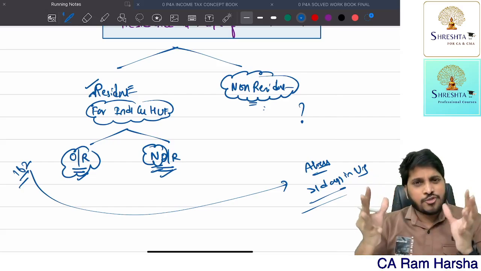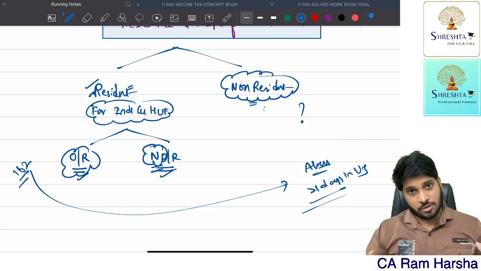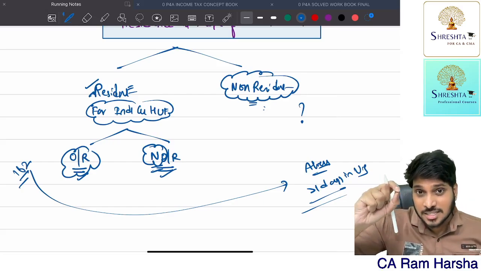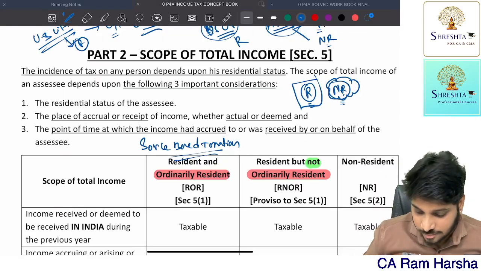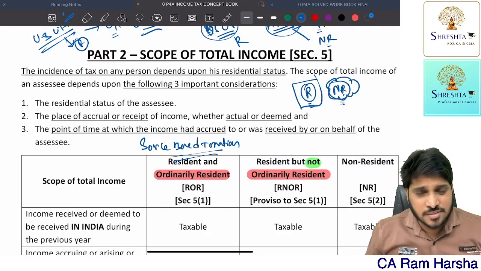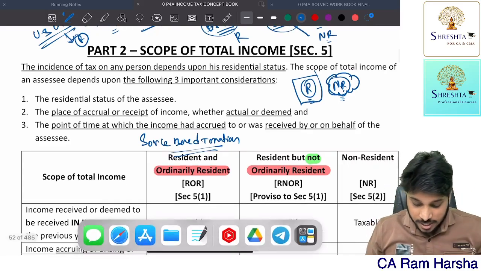Now the scope of total income is decided for any particular type of taxpayer based on residential status, and that's why we need to learn residence. So first let us learn scope of total income straight away. Remember, every country in this world has to follow source based taxation. Every country, they have to follow source based.